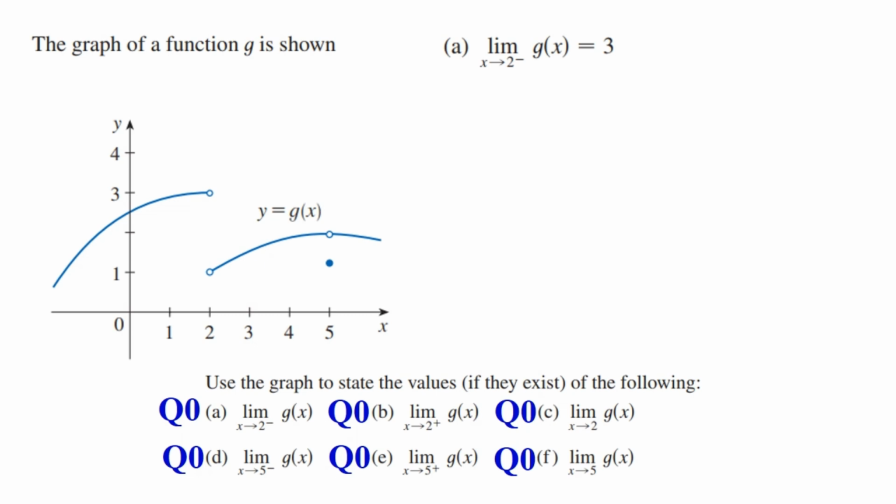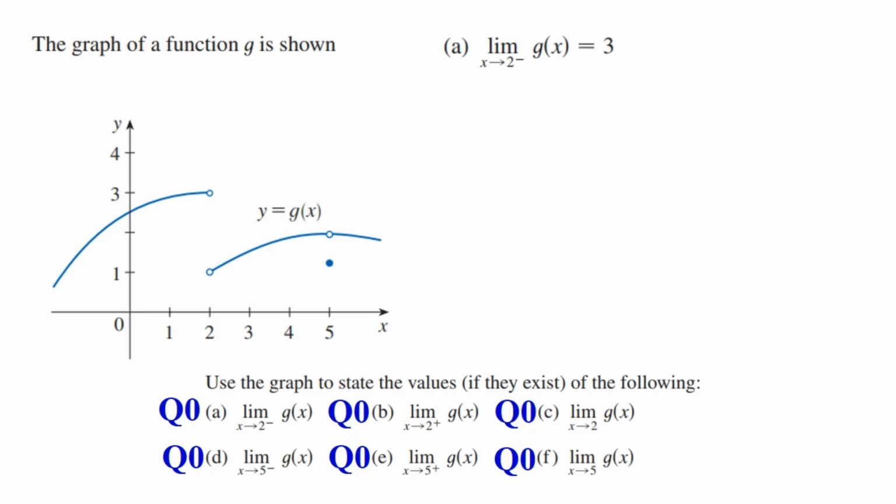Question B is asking, what is the limit of this function as x is tending to 2 from the positive axis? And if you look at this very well, you notice that as x is tending to 2 from the positive, which is from 5, 4, 3, 2.9, 2.5, 2.4, 2.3, 2.2, 2.1.